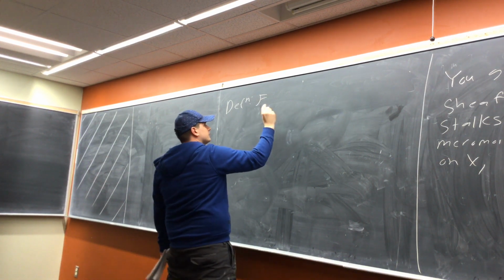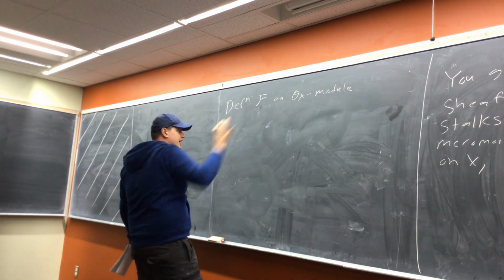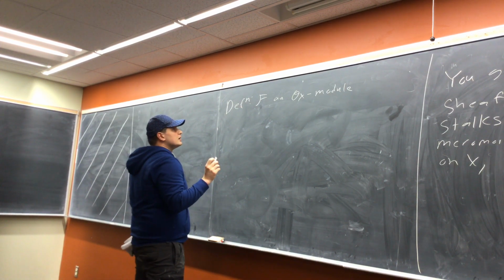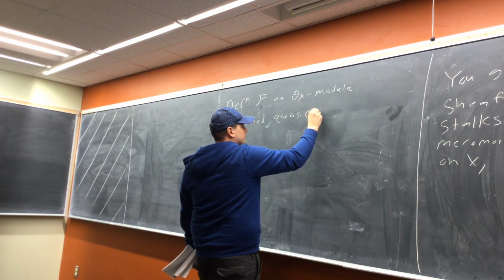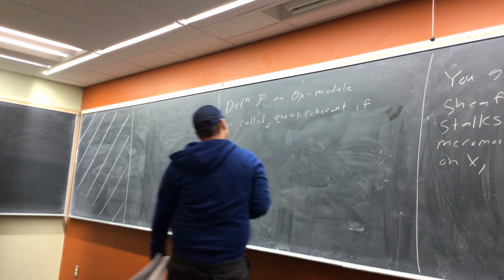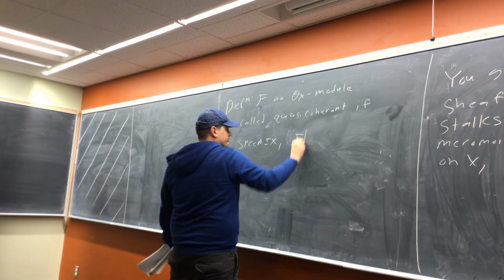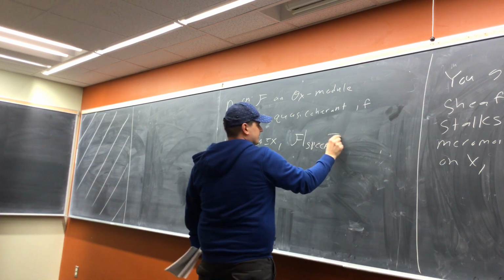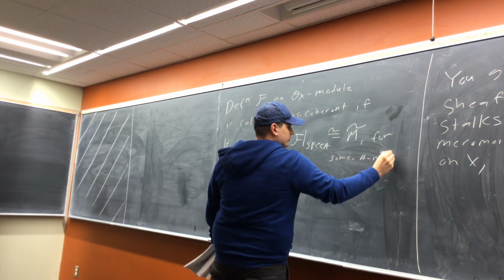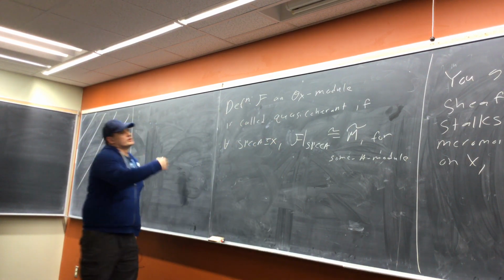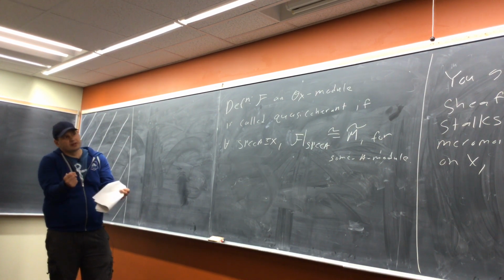Definition: let F be an O_X module. This just means that F is compatible with O_X, right? And an O_X module F is called quasi-coherent if for all affine opens Spec A contained in X, if I restrict F to Spec A, then this is isomorphic to M tilde for some A module M. So this is a quasi-coherent sheaf. It just means that on any affine open, when you restrict the sheaf to it, it just looks like a module there.